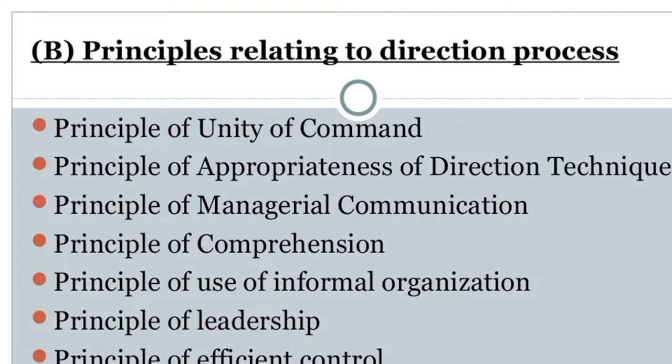Managerial communication, comprehension, and use of informal organizations: sometimes you have to use some other method to direct the person, so that is the informal method you have to follow. Then the principle of leadership, and another one is efficient control. So under the direction process, one is unity of command, then direction techniques, communication, comprehension, informal organization, and another one is leadership.